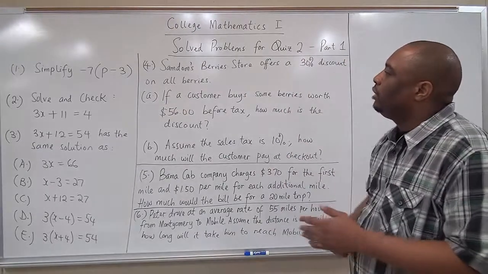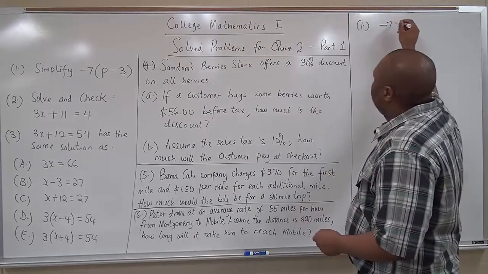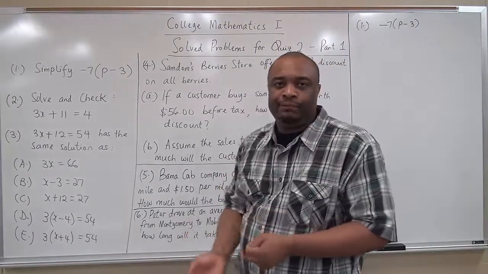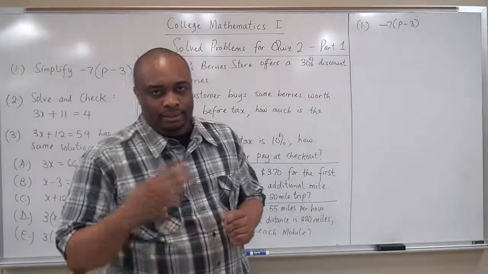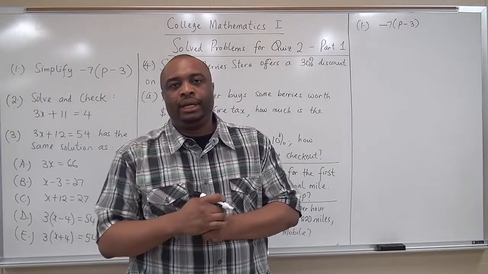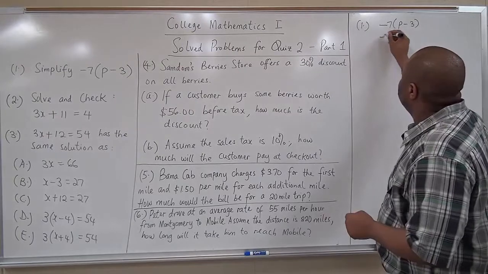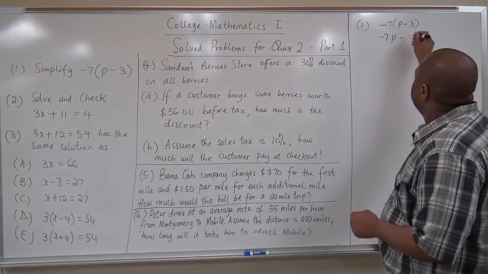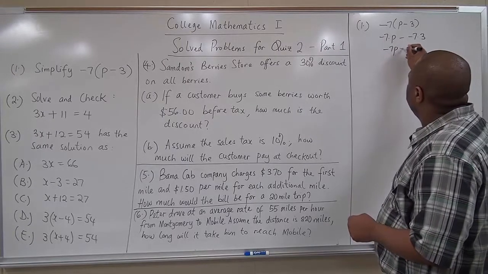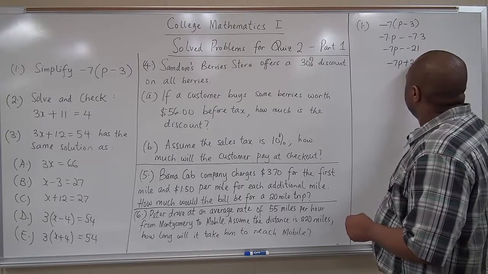We start with question number 1. Simplify -7(p - 3). This question is dealing with the distributive property. It is highly recommended that you view my videos on the distributive property. If you view the videos, you will see that this is -7 times p minus -7 times 3, and this is -7p minus -21, and this is -7p plus 21.